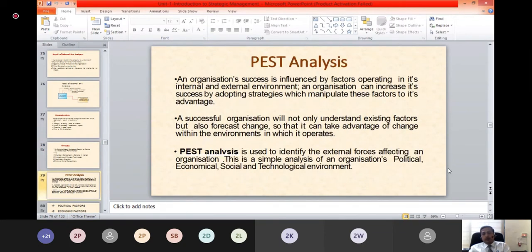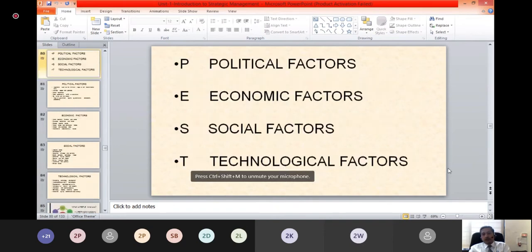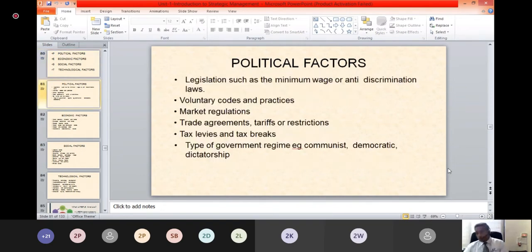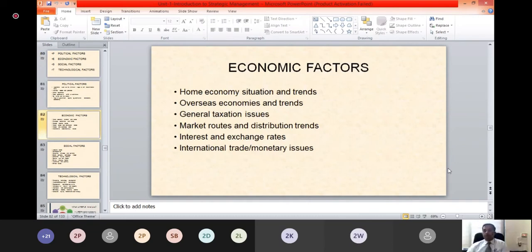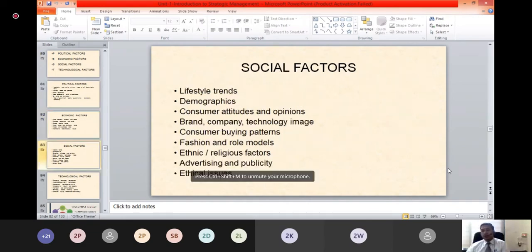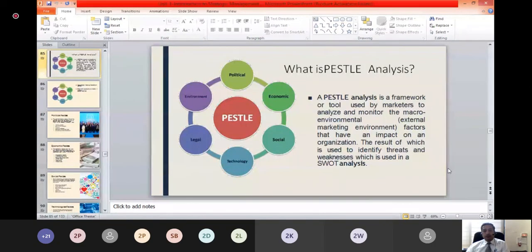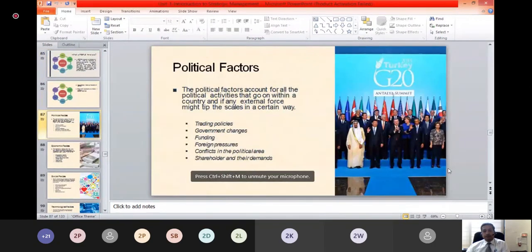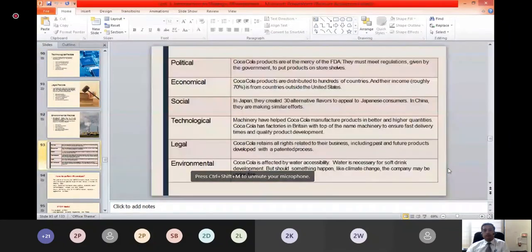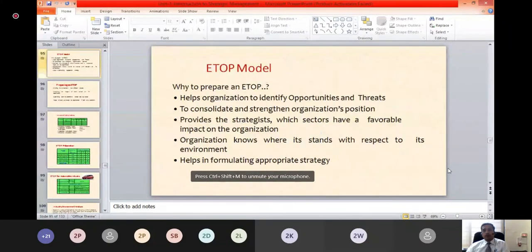Then how this environmental analysis can be performed by using a PEST analysis, that we saw, PEST, that means political factors, economic factors, social factors, technological factors, that all we discussed. Then another model of measuring the environmental impact, that is PESTLE analysis, also we discussed. Then ETOP, environmental threat and opportunity profile, we have discussed.